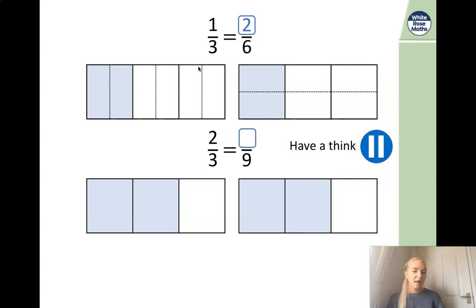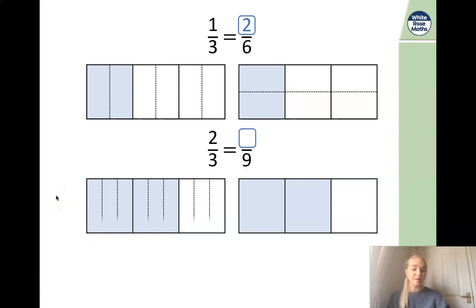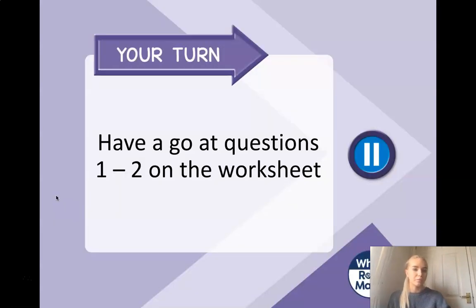Okay, did you work out that we have to multiply 3 by 3 to get to 9? So we would need to split each of these parts, making sure there are 3 parts for each third. So we could split it, firstly, vertically. And how many ninths is equivalent to 2/3? We have got 6/9. Or we could split it horizontally and see that we've also got 6/9 too.